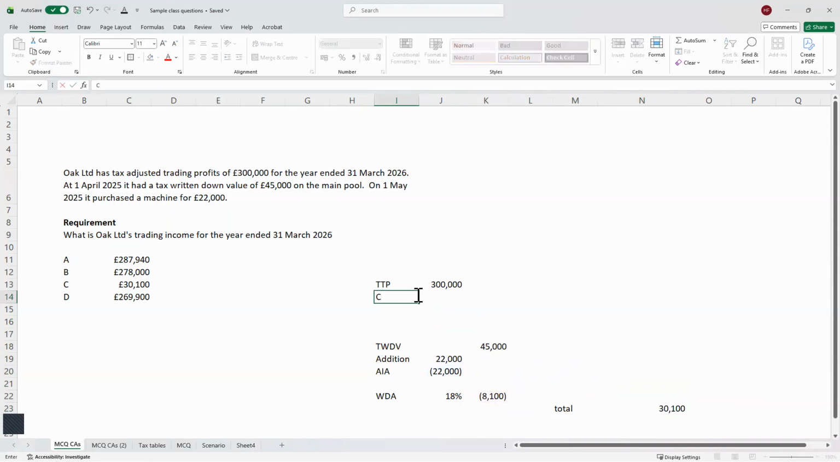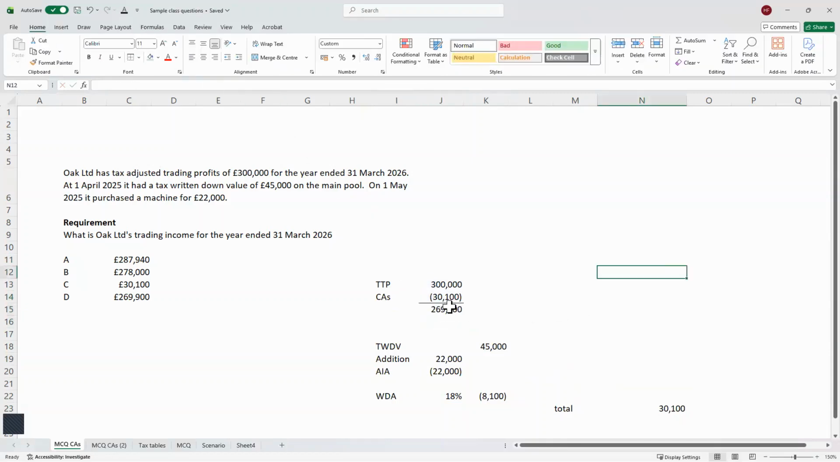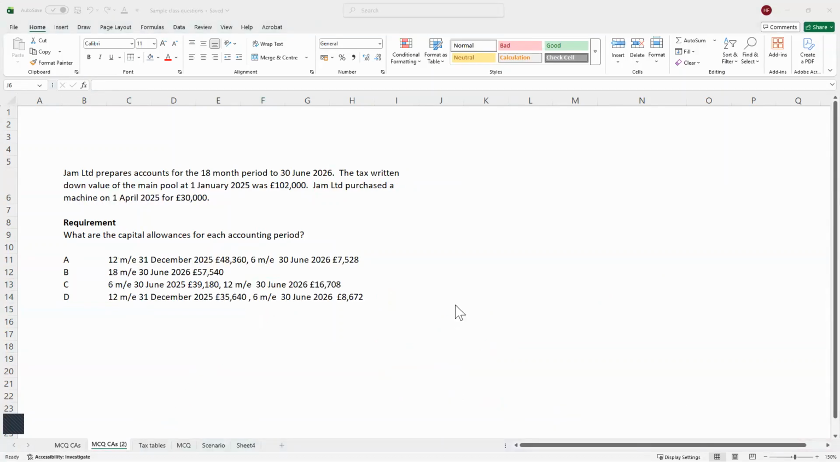So we can now deduct the capital allowances from adjusted trading profits, and that gives us trading income for Oak Limited of 269,900, which is answer D. So we would select answer D in the question. A fairly straightforward question here, looking at capital allowances and then factoring them into the trading income computation for the company. And now we'll look at this question.